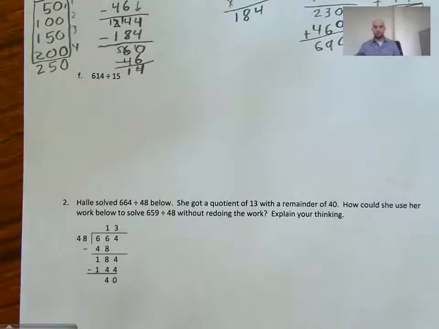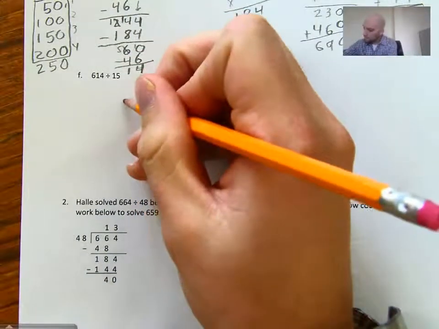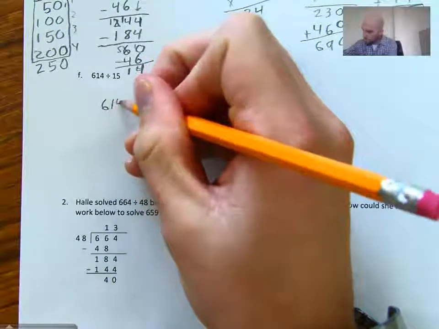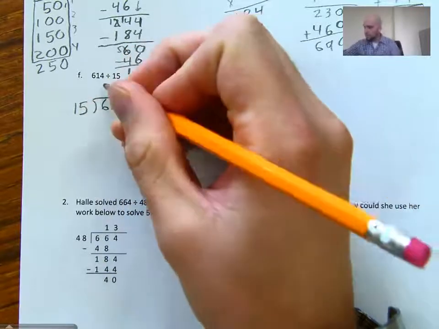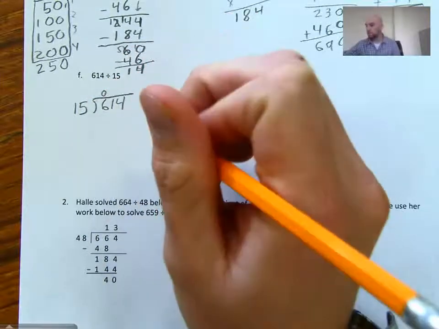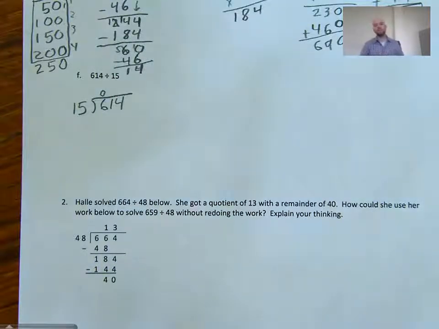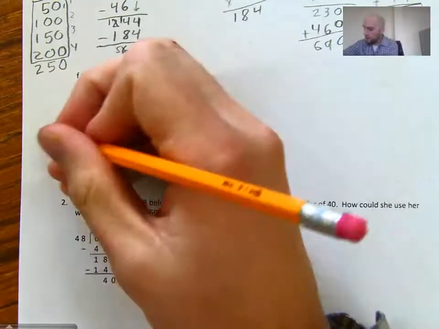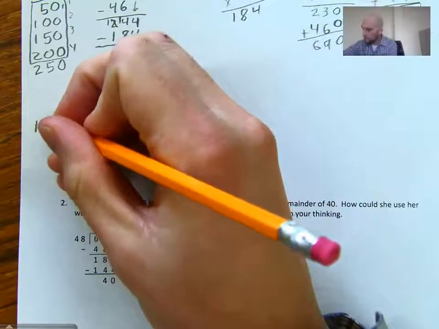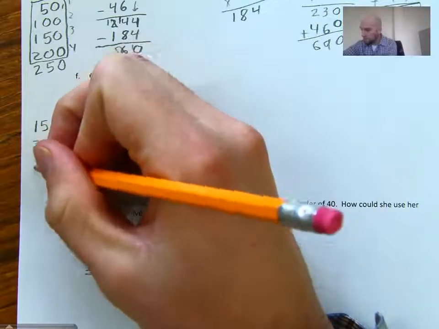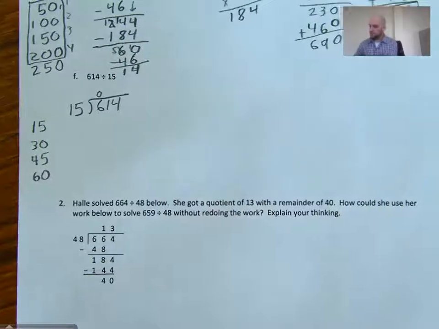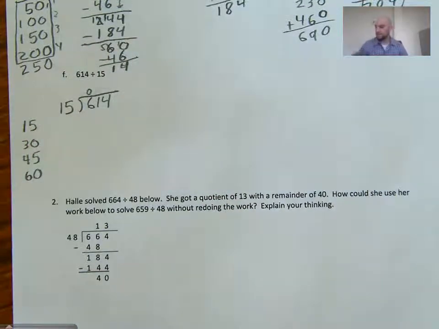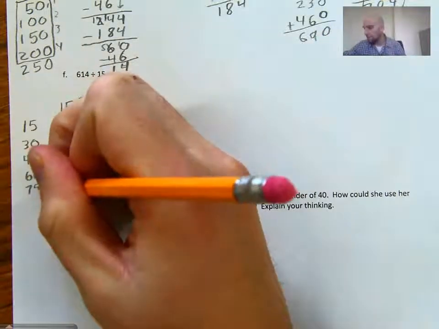Let's try one more here. 614 divided by 15. 15 does not go into 6, but it does go into 61. I don't mind skip counting by 15, so I might not round this one. You could if you wanted to. I know I'm not going to have to count that high to get up to 60, so I'm just going to go 15, 30, 45, 60. And if I keep going, I would go to 75, so that would be too large.